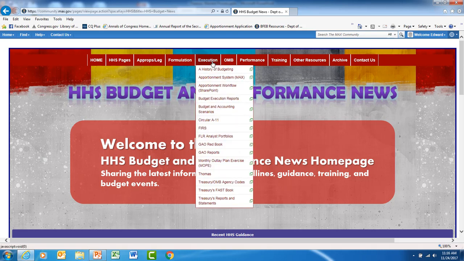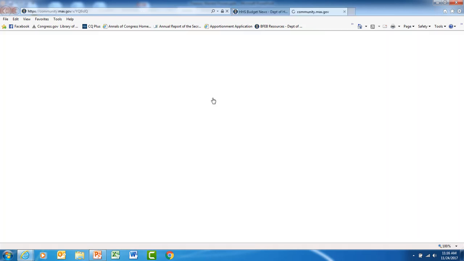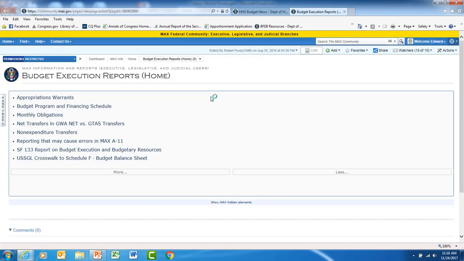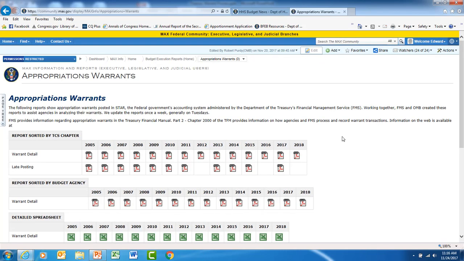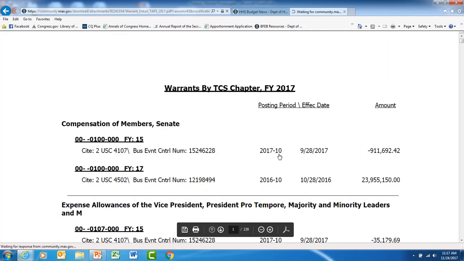Let's start with the HHS Budget and Performance News page and pick the Budget Execution Reports. Here we click on Appropriations Warrants Report. We pick the PDF icon for the warrant detail of the fiscal year we're interested in. In this case, let's pick 2017. Now be aware that this report has warrants for the entire government. So we'll have to search for what we're looking for.